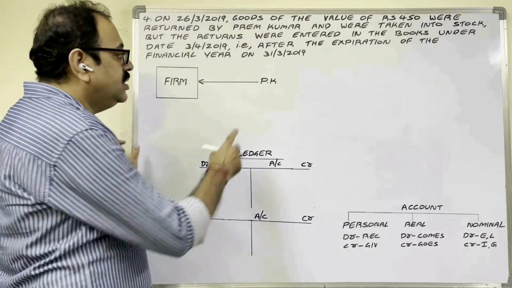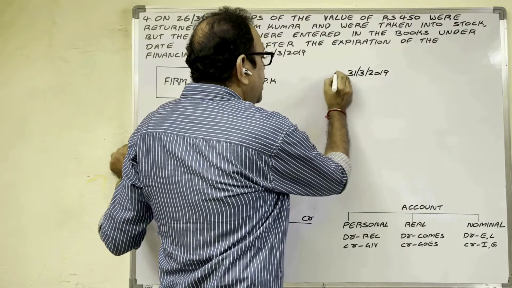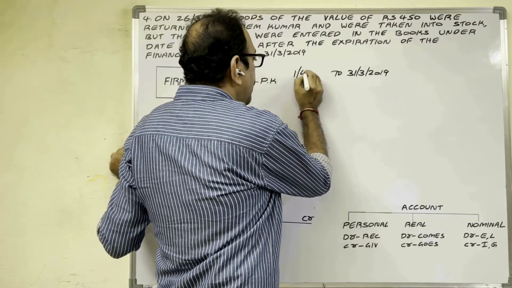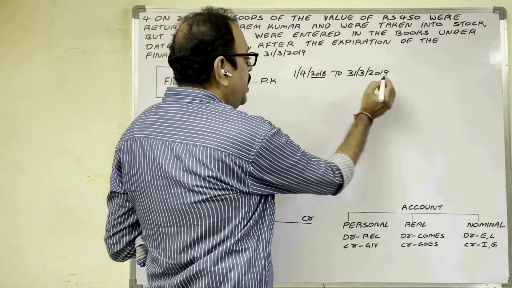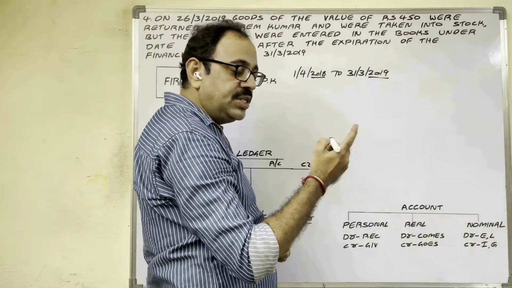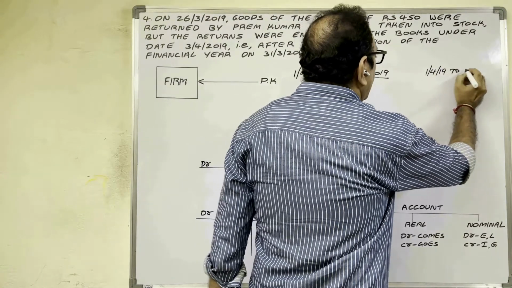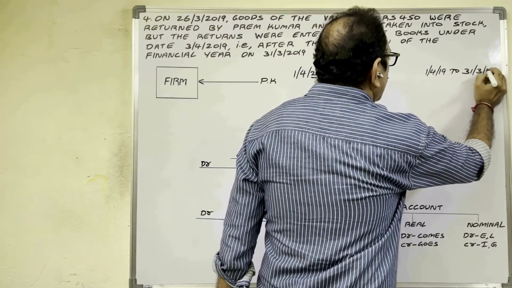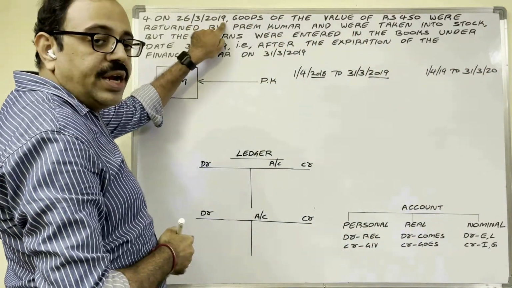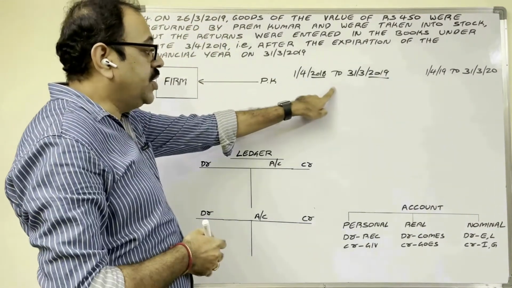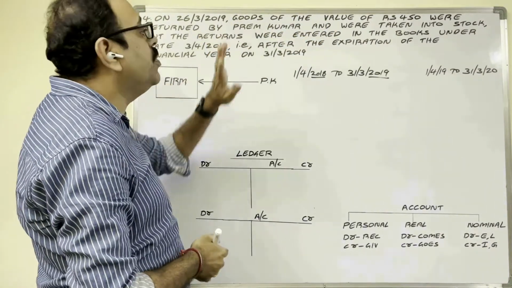Current year last date is 31st March 2019. Then current year starting date is 1st April 2018. So current year is 2018-19. Then next year, 1st April 2019 to 31st March 2020. On 26th March 2019, so this date falls in current year, no? In current year, goods of the value of 450 were returned by Prem Kumar.